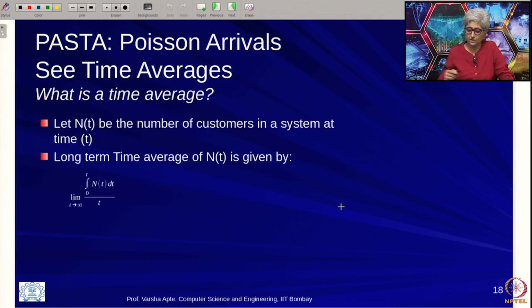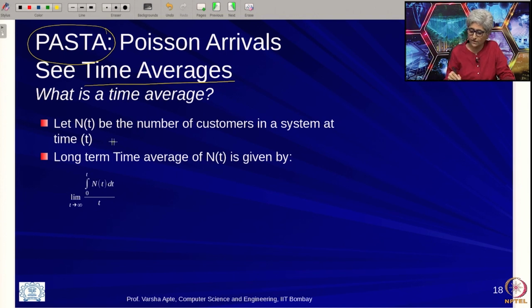So the first one is Poisson arrivals see time averages, and it has a very nice short form called PASTA, and this is a very interesting property. This is why Poisson arrivals are important, because if we can assume Poisson arrivals then there are a lot of nice properties. First of all, there is a phrase here called time average. Let me explain what a time average is.